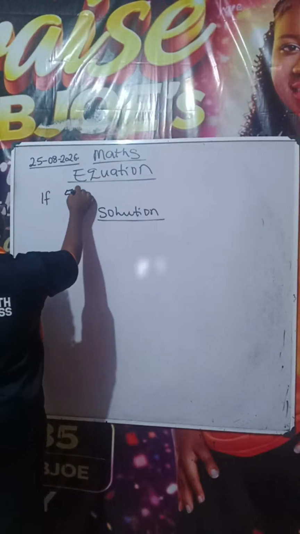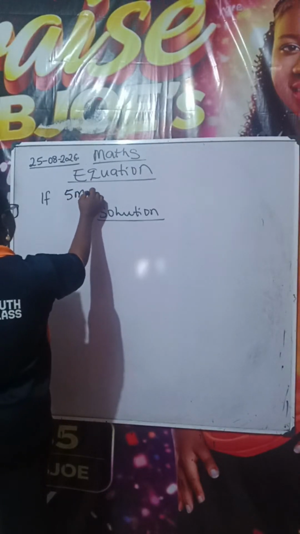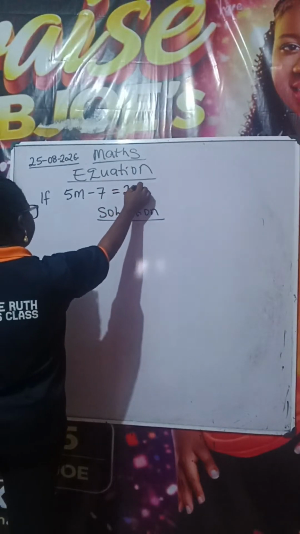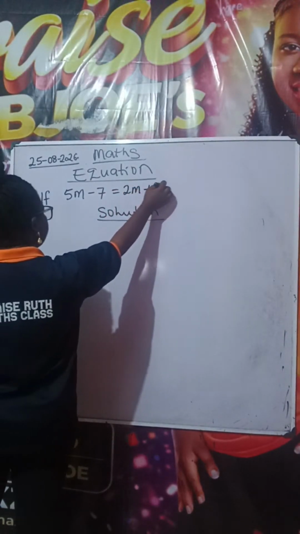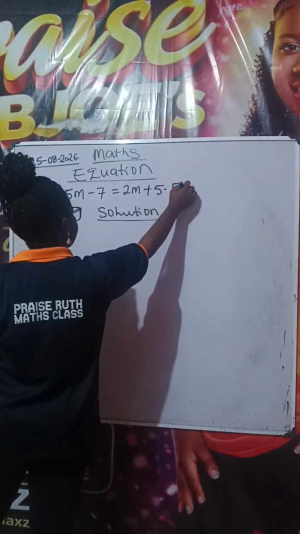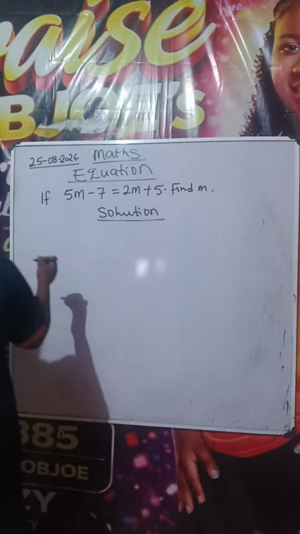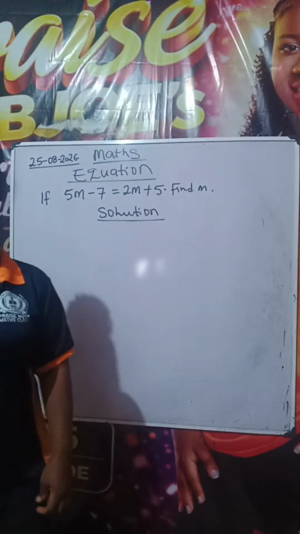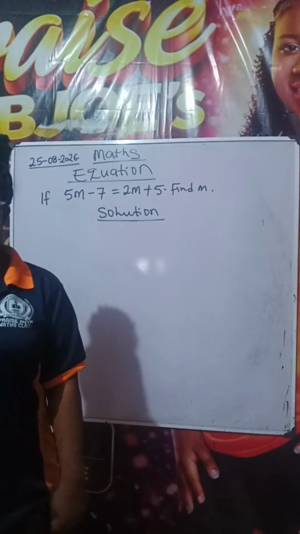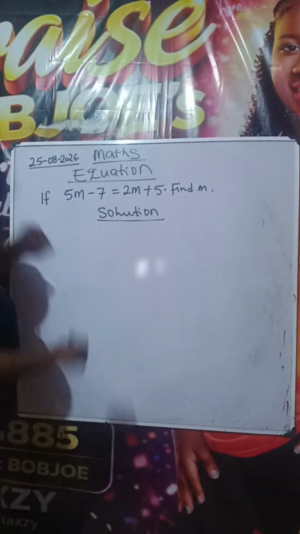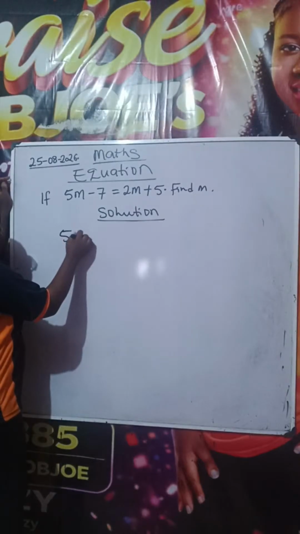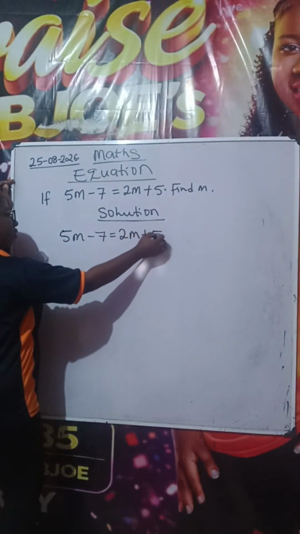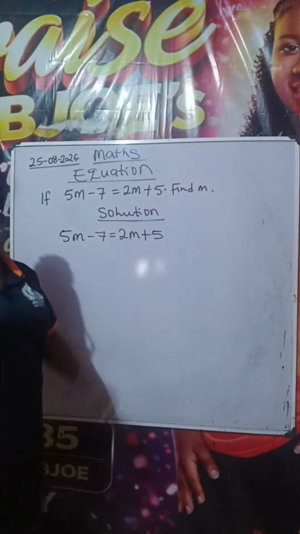We have 5m minus 7 equals 2m plus 5. Now we are asked to find m. Okay, look at this one. How do we solve this one? It's very, very simple. So we have 5m minus 7 equals 2m plus 5. So what do we do?